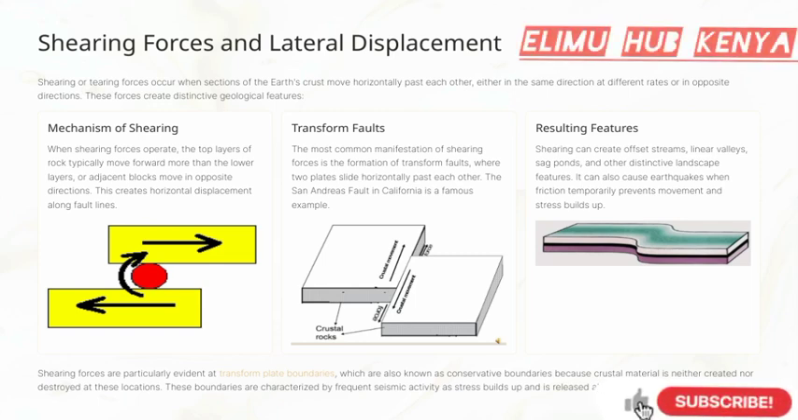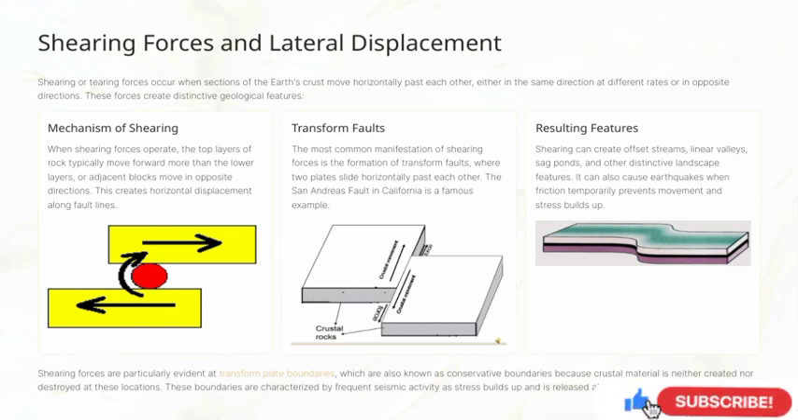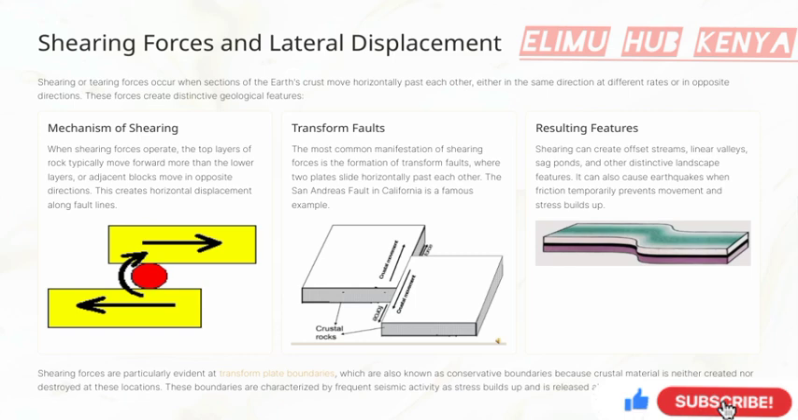Shearing can produce a variety of landscape features, like offset streams, linear valleys, and even sag ponds. And it's important to note that shearing can also lead to earthquakes. When friction along these faults temporarily halts movement, stress builds up until it's suddenly released, causing seismic activity.